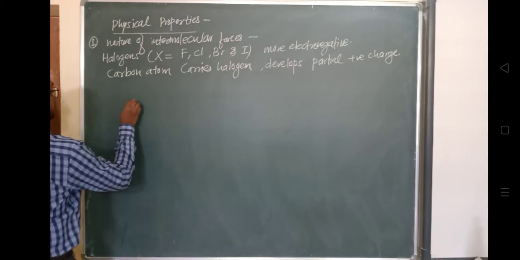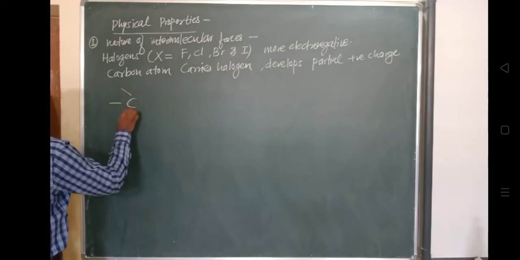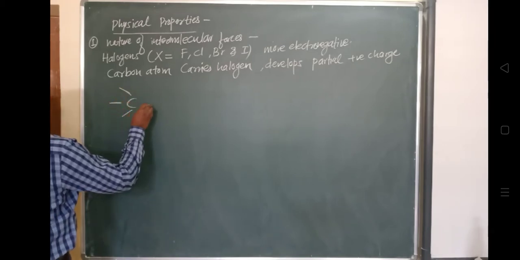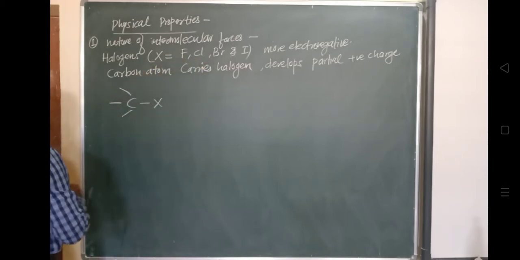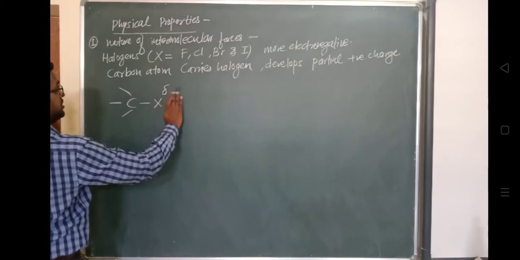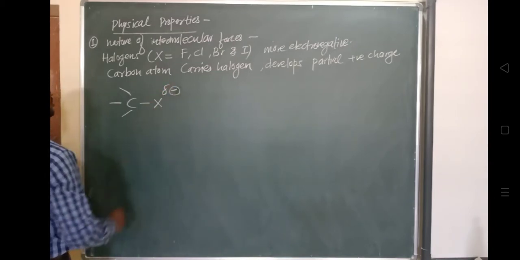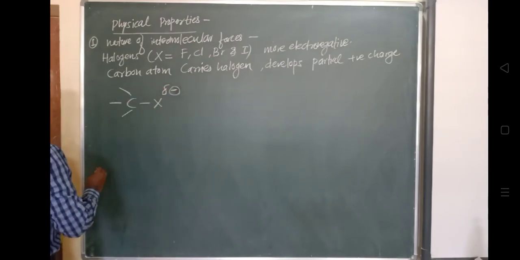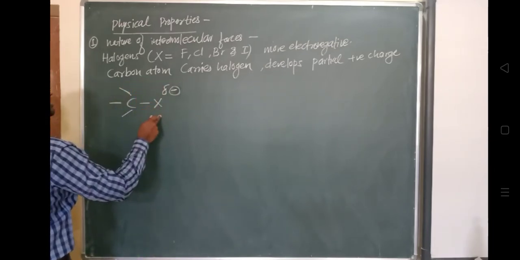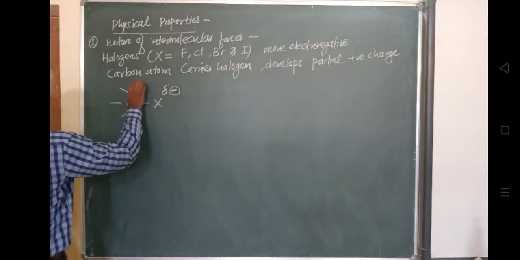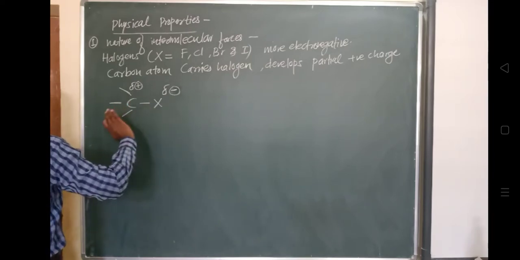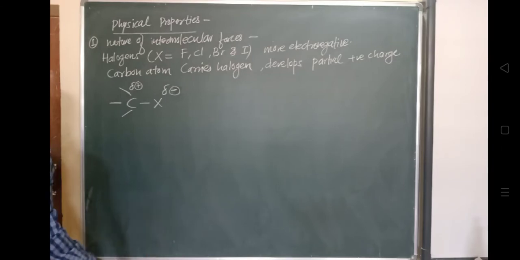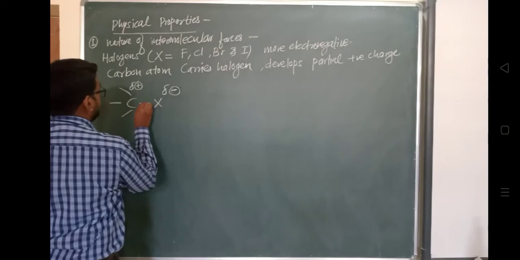How? Look at this. This is a carbon which will be attached to another compound, like this. And this is X. What is this X? X is a halogen group member, so it will have a partial negative charge because it is more electronegative. And the carbon atom which carries this halogen develops a partial positive charge. Now look, here there is a partial positive charge and a partial negative charge. So this will indicate that this alkyl halide has a polar covalent bond.